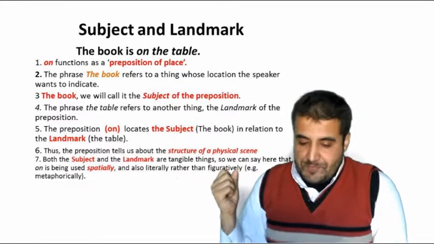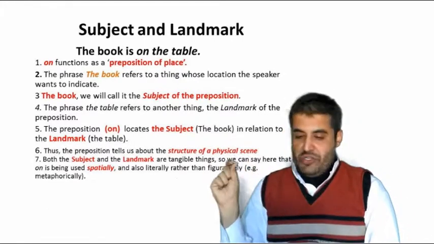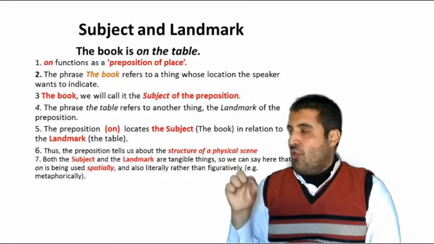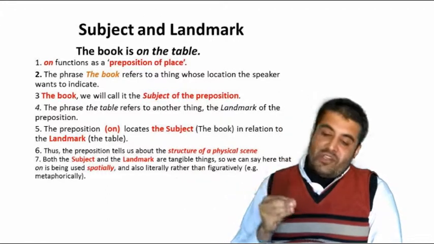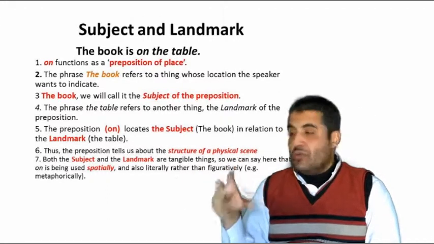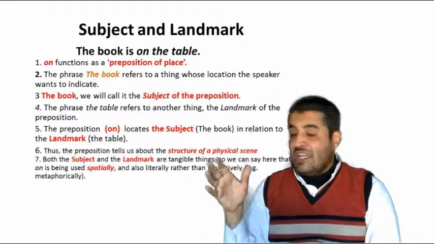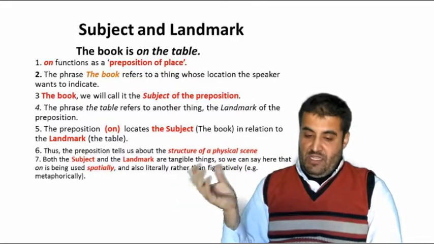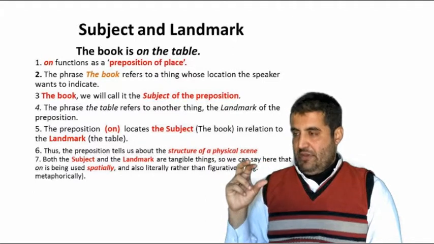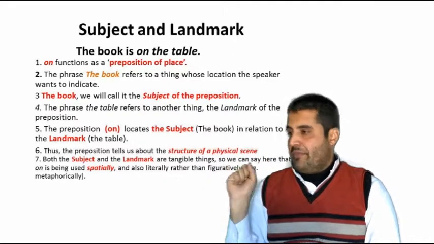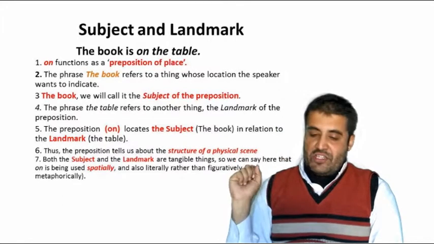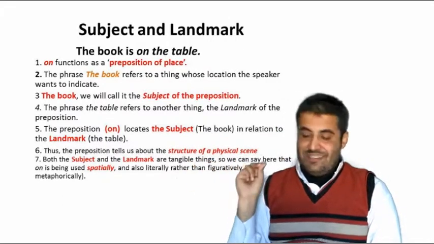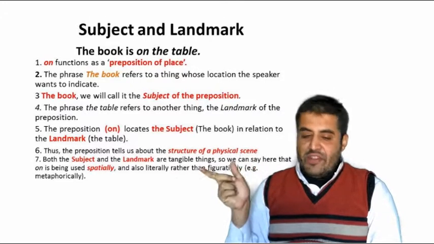The phrase "the book" refers to a thing whose location the speaker wants to indicate. It means the speaker wants to indicate where the book exists, or where the book is present. So this book, we call it here the subject of the preposition. On the screen I have written, this is called the subject of the preposition, because the phrase "the table" refers to another thing.